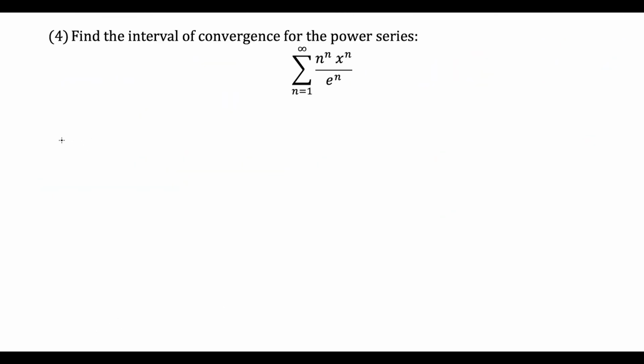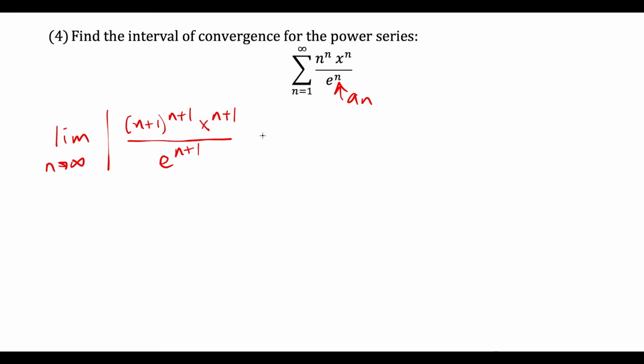So for this last example here, we're going to use the ratio test again, and we have the limit as n goes to infinity. This is a sub n. So a sub n plus 1, we could say, is (n plus 1) to the n plus 1 times x to the n plus 1 over e to the n plus 1, where this is once again a sub n plus 1. When we divide by a sub n, we could multiply by the reciprocal, and we have e to the n over n to the n times x to the n like this.